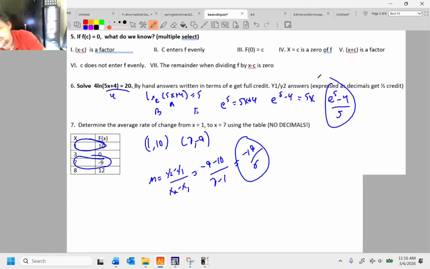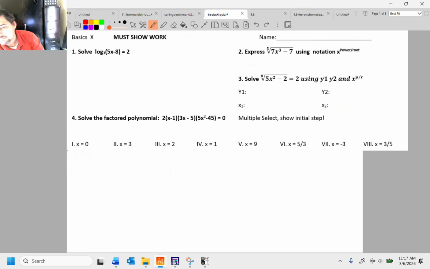And there she is. The 5's been the same as it was for 2 quizzes and 2 tests now. That is a factor. It enters evenly. The remainder when dividing is 0, and x equals c is a 0. Well, I'm low on time. Solve the factored polynomial. x minus 1 is a 0. 3x minus 5 is a 0. So I add 5 and divide by 3, 5/3.